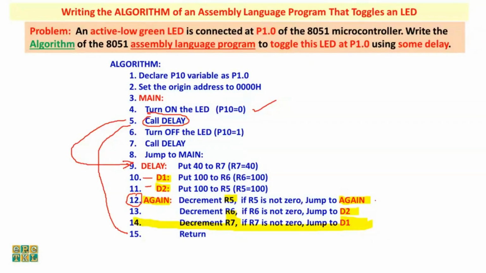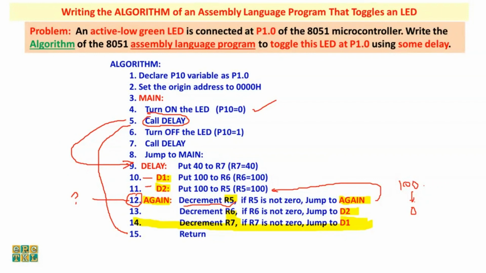Why? Because R5, which is 100, must count from 100 down to 0. And how will it do that? We will subtract 1 from R5. So number 12, how many times will we do it? Is it 40 times, 100 times, 10 times? How many times will we do R5? It's 100 times, okay? It's clear.